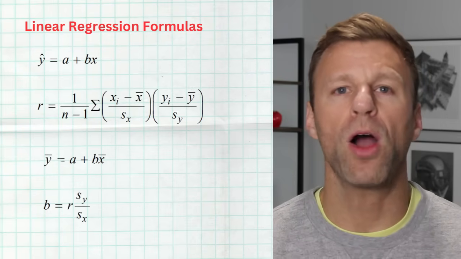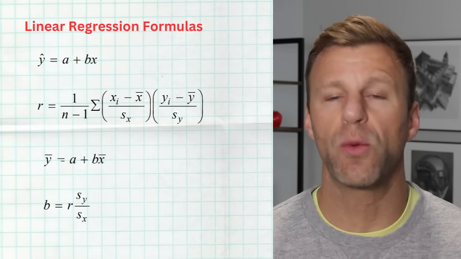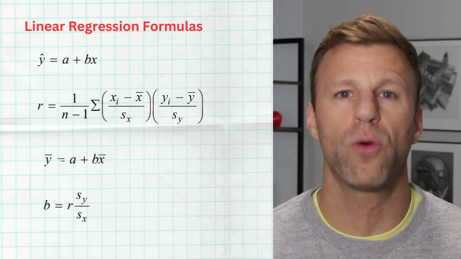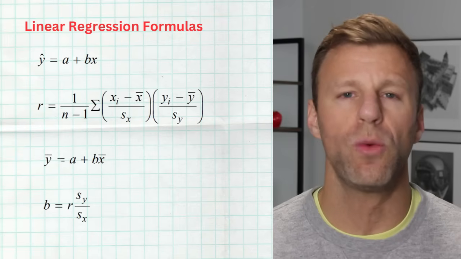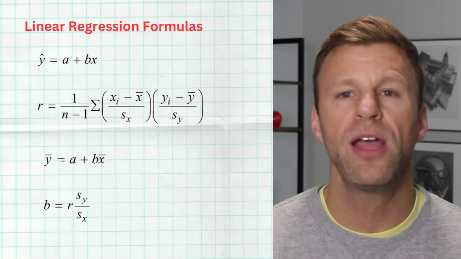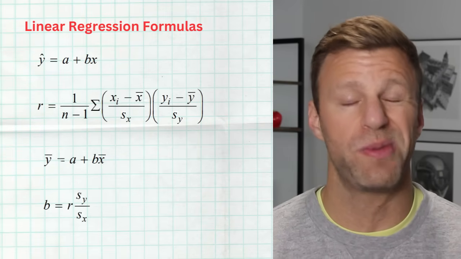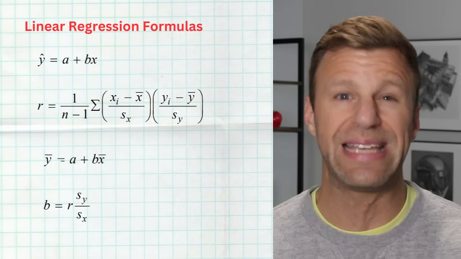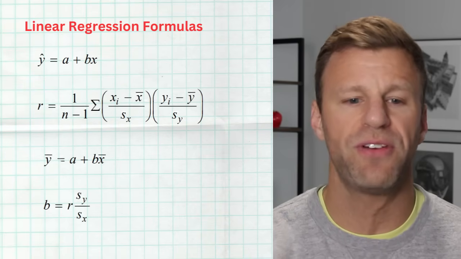All right, next up are 4 formulas all dealing with linear regression. We actually have the formula for the least squares regression equation, y hat equals a plus bx. A is the y-intercept and b is the slope. Then we have the formula for correlation, which, to be honest, you're never going to need because you're either going to be given it or you could use your calculator to find it.